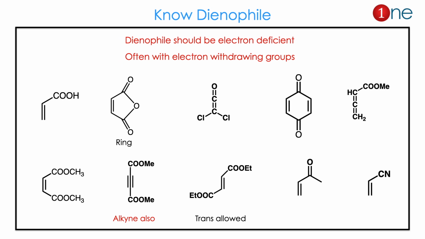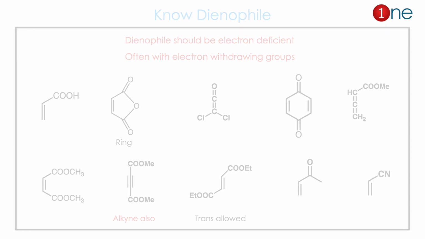Then let us know the dienophile. The dienophile should be electron deficient, often coming with an electron withdrawing group. It can be a simple linear acid or anhydride, a cumulative double bonded compound, a quinone kind of architecture, allene analogues or just a dicarboxylate ester. It can be S-cis or S-trans, an alpha beta unsaturated ketone, or an alkene with multiple electron withdrawing groups. Multiple dienophiles are known in the literature.